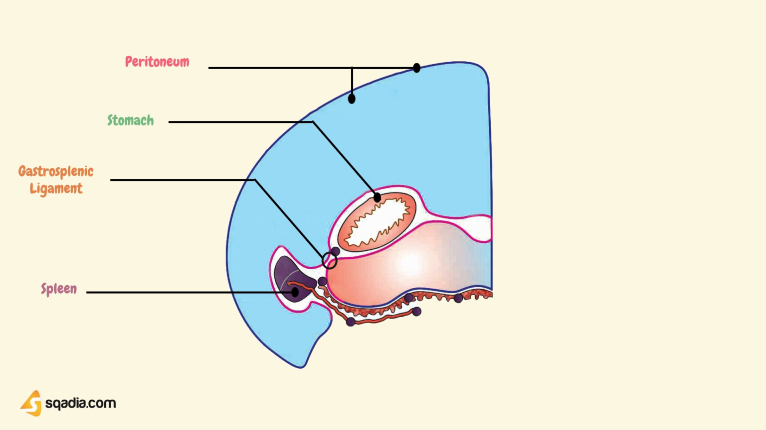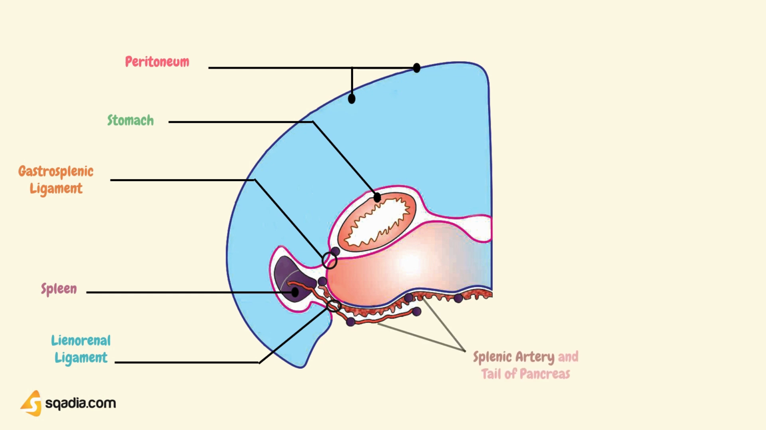It contains the short gastric vessels and associated lymphatics and sympathetic nerves. The other is the lieno-renal ligament, which extends from the hilum of the spleen to the anterior surface of the left kidney. It contains the tail of the pancreas and the splenic vessels.